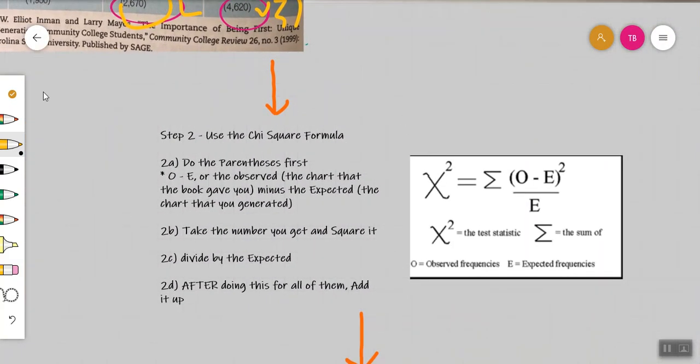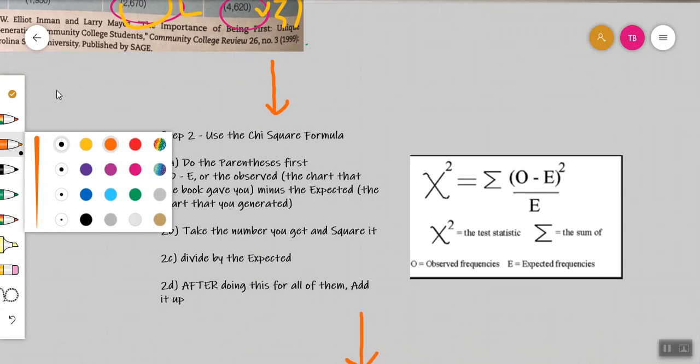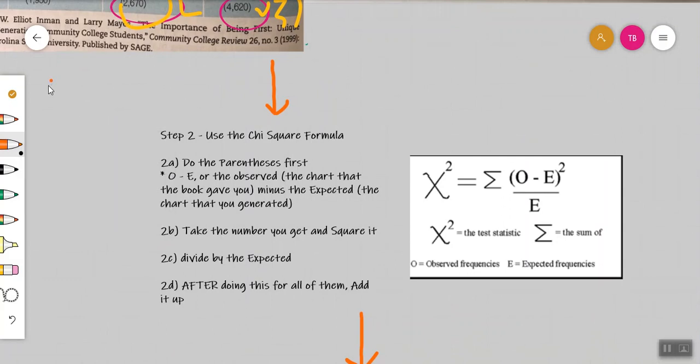Okay, so now we could actually start using the chi-square formula, because we have the observed and we have the expected. So now we could plug these in. I'm going to read through the steps, and then I'll show you what it looks like.